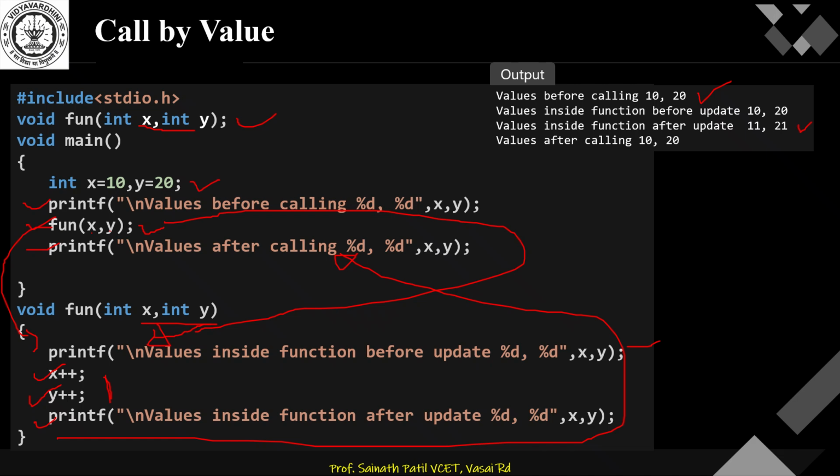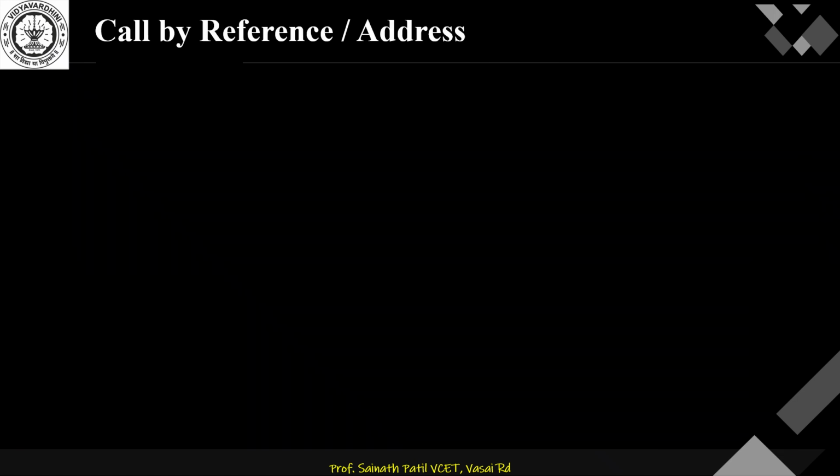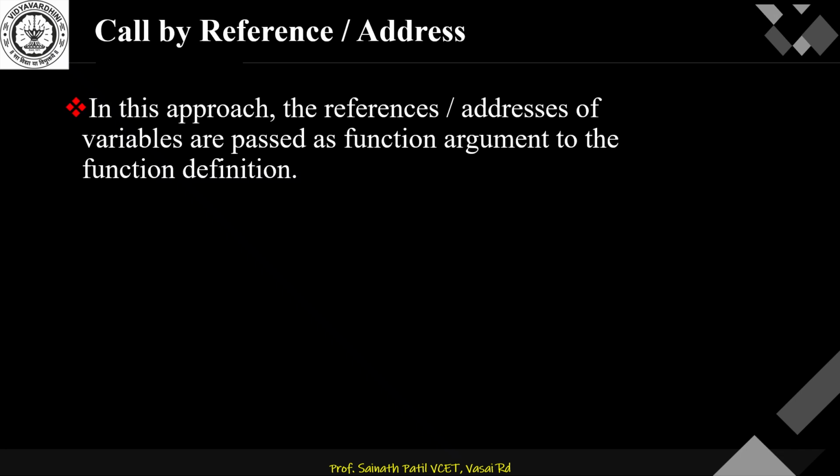So when you display these values after calling, 10 and 20, because the original values remain intact, because when we call the function we pass a copy of variables x and y to the formal parameters x and y. This is call by value. Second approach of function call is call by reference or call by address. In this approach, the references or addresses of variables are passed instead of the variable itself. References are passed as arguments to the function.